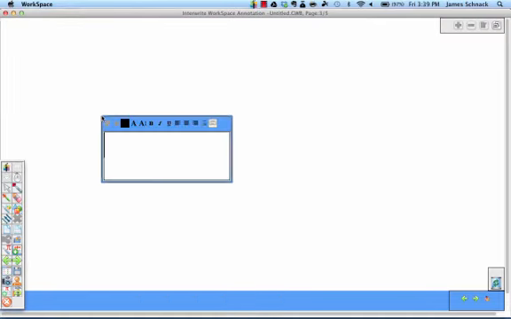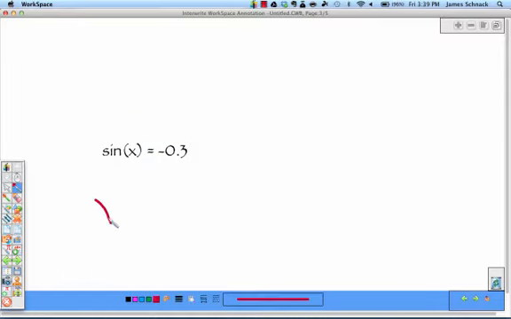Okay, so the problem we left off on was solving the equation sine of x equals negative 0.03. And we decided that 0.03 is not one of our unit circle numbers, so what we have to do is go to our graphing calculator. And the way we're going to solve this is x equals sine inverse. We write sine with the negative 1 exponent of negative 0.03.